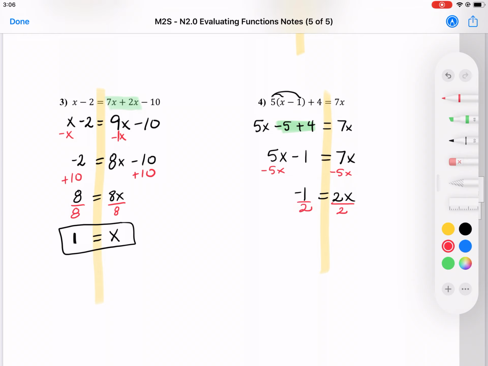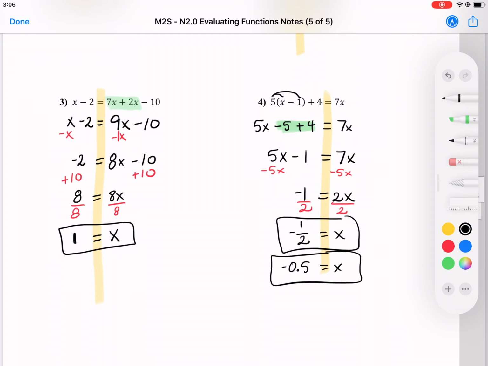And then I'll divide both sides by 2. Now -1 over 2 doesn't simplify, so you just leave it as -1/2 equals x. Or you could say -0.5 equals x. I don't care. Either one.